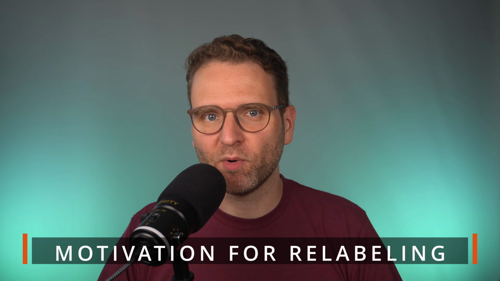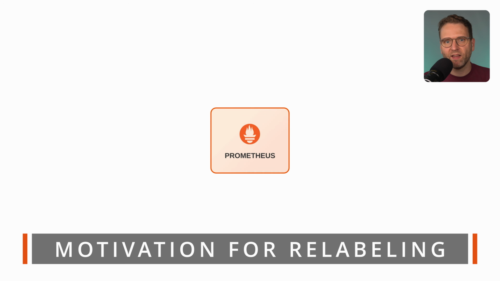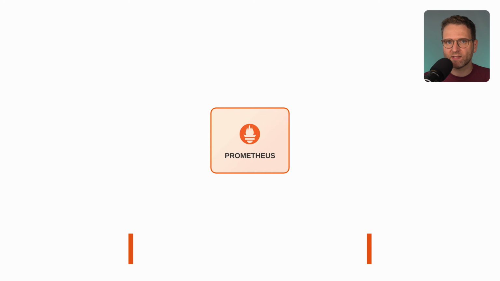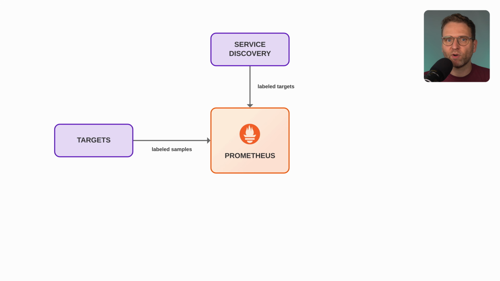Let's first talk about the motivation for relabeling. If you take a look at the architecture of Prometheus, you will see that the server processes several different types of objects that all have labels attached to them. First, when Prometheus discovers targets using one of its service discovery integrations, each target that comes back from the discovery will have a set of identifying and informational labels attached to it.